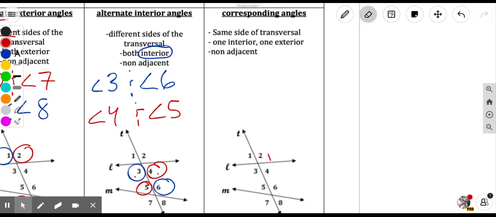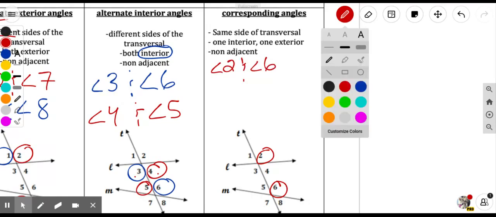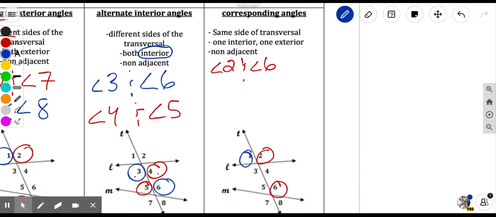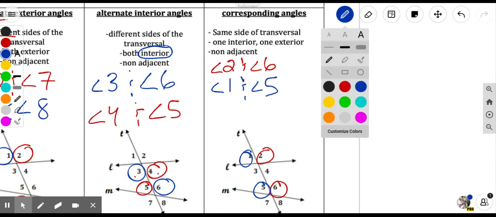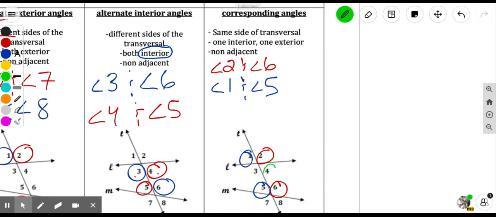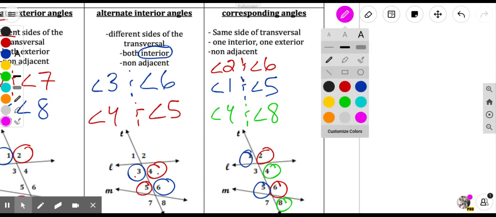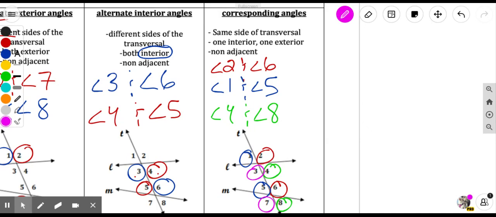So let's see, some corresponding angles would be 2 and 6. 1 and 5. There are 2 more. Let's do green. 4 and 8. And then the last one, 3 and 7. These are all corresponding angles. They're on the same side of the transversal, one inside, one outside. So those are all the vocab words.